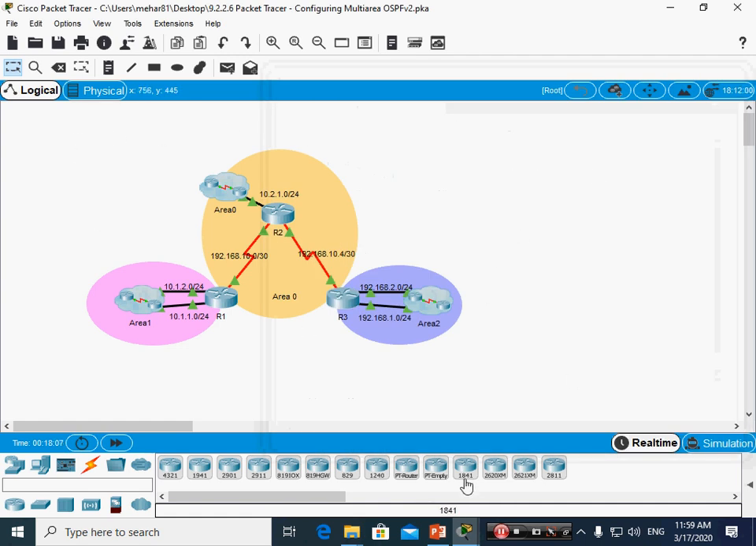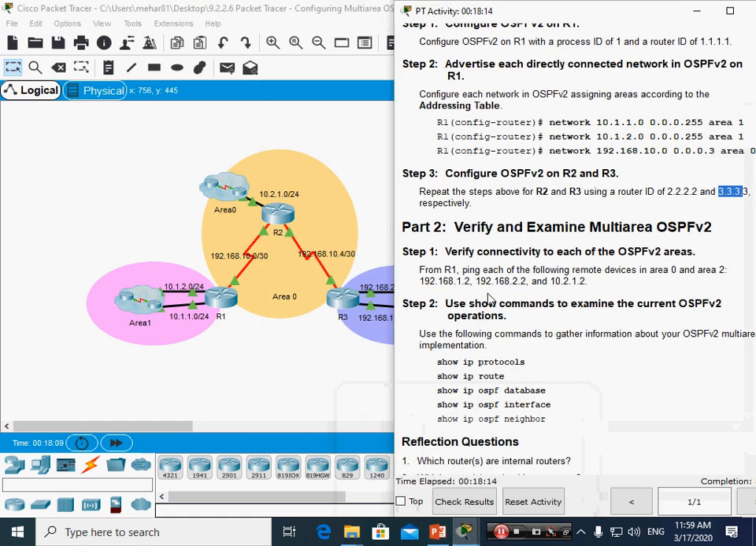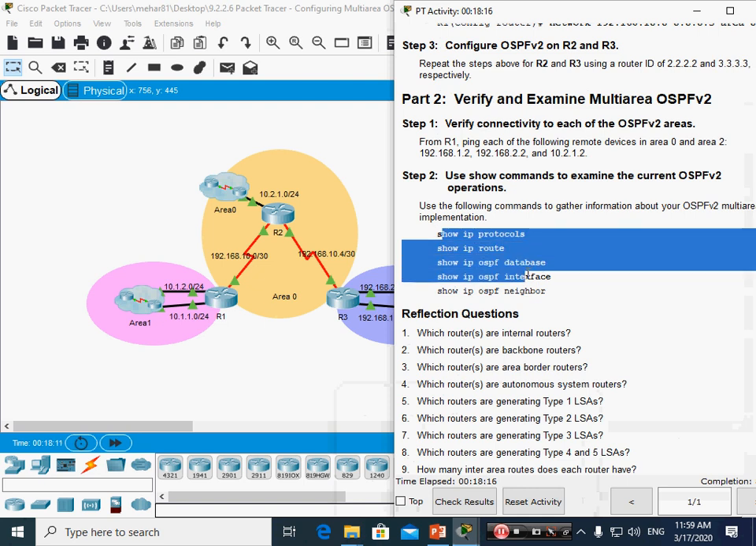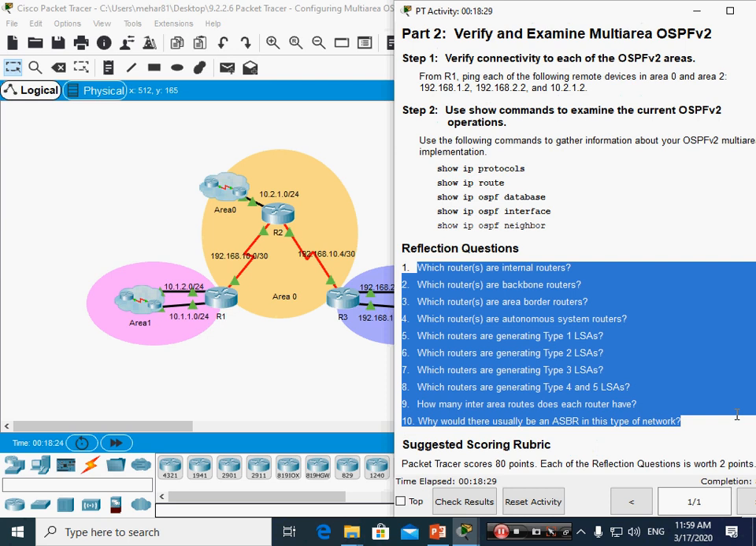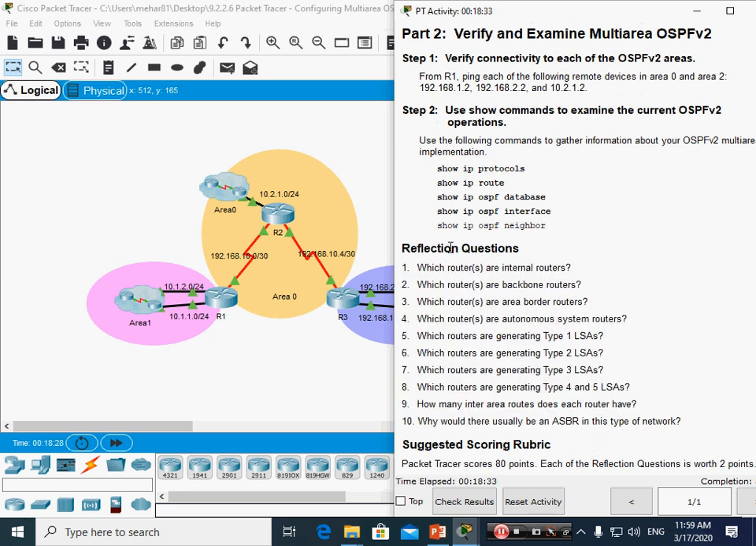So you have configured all the commands, and just type show IP protocols and all these things, and see whether the routing table has been shared among the neighbors or not. And the most important thing is I don't want to make this video so lengthy, so I will upload it without these questions.